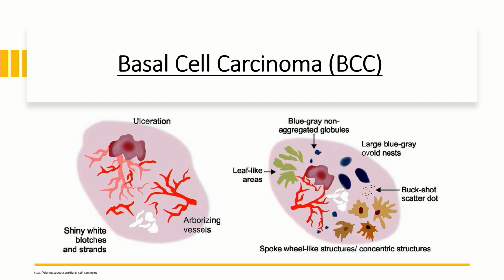So you can find these shiny white blotches and strands. Sometimes it can be ulcerated as well. So anything with ulceration, SCC, BCC, anything with ulceration, you worry about it, because that just suggests a deeper disease process, or it's been there for a while. Blue-gray non-aggregated globules and spoke wheel-like structures over here. They are all BCCs, so there are a lot of different types of BCCs out there.